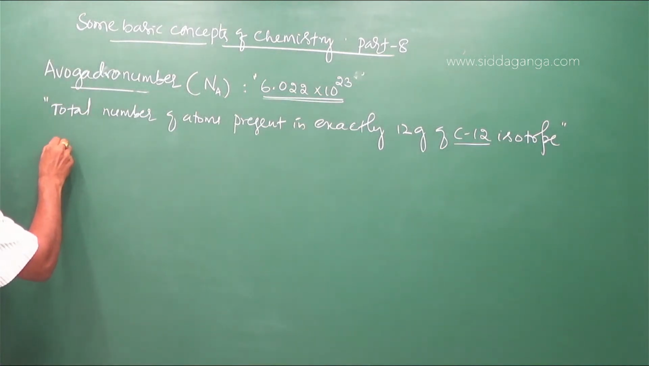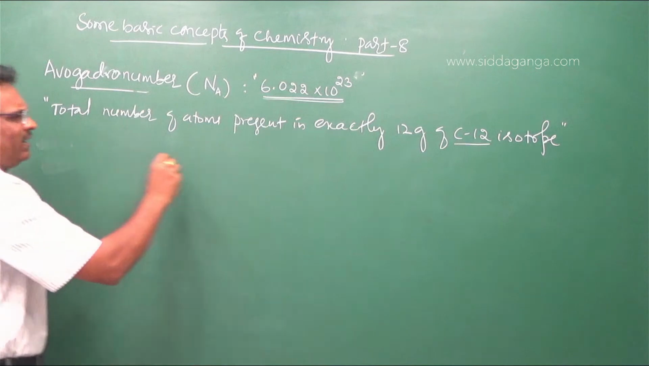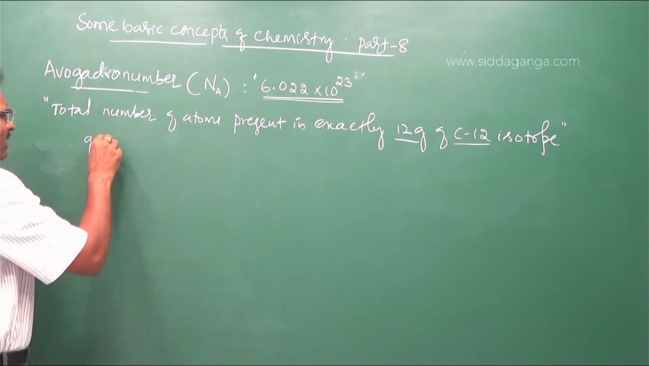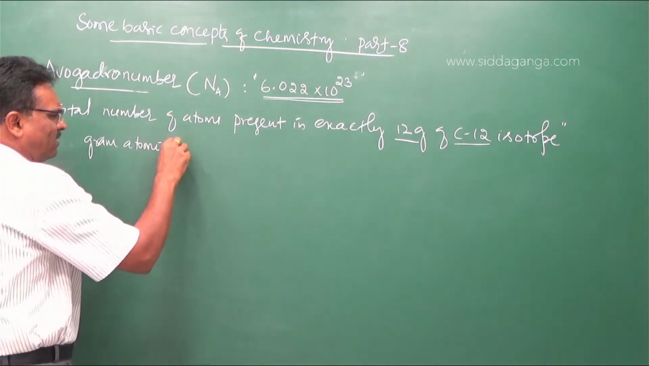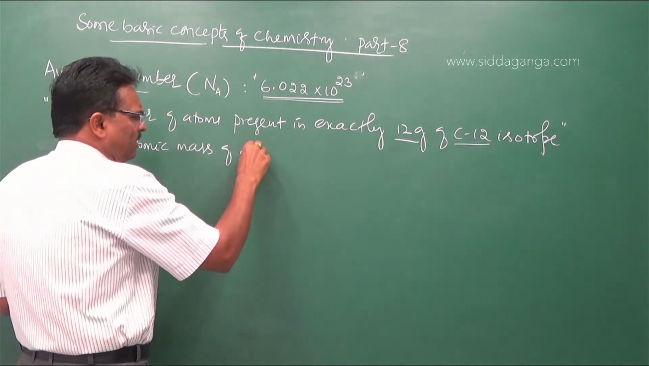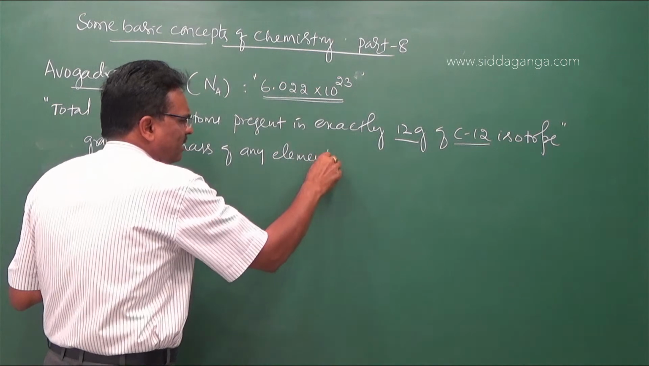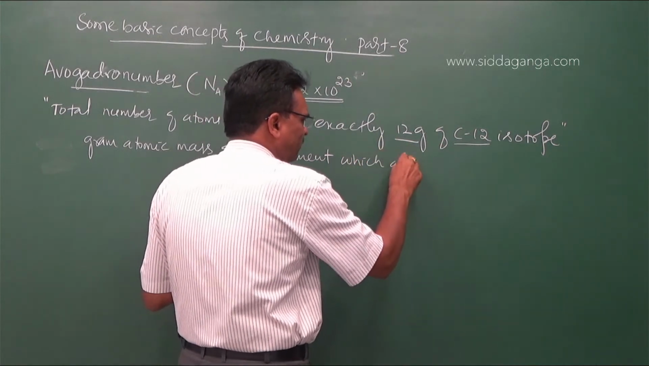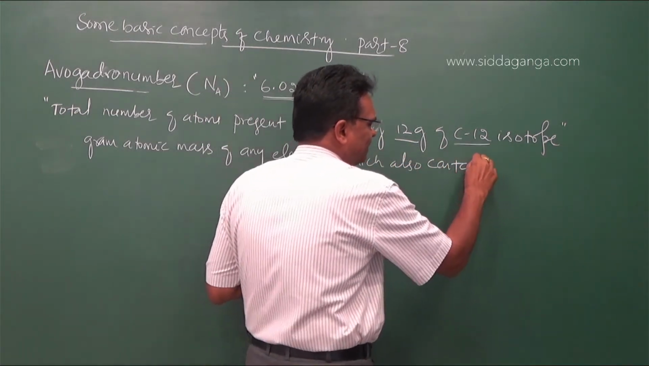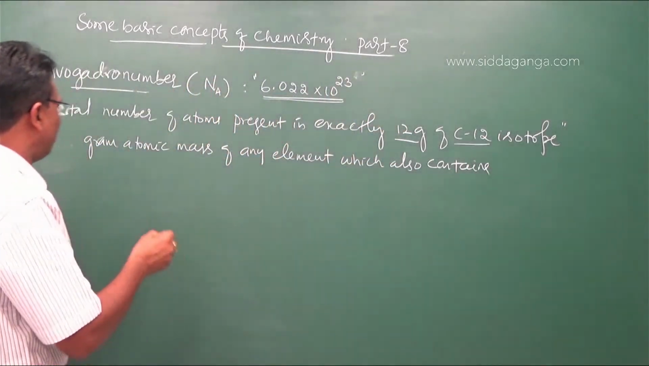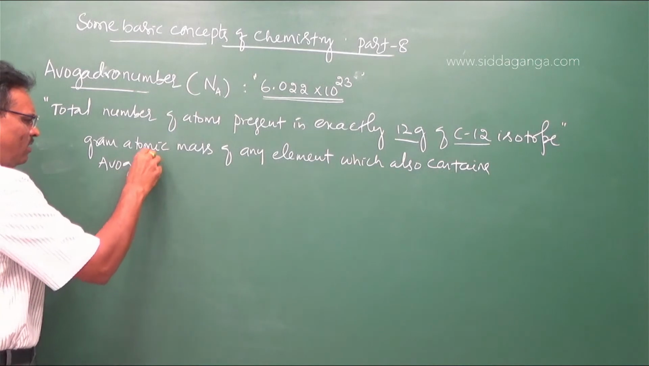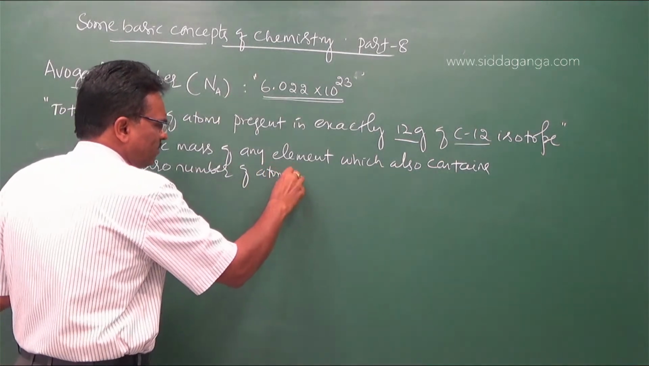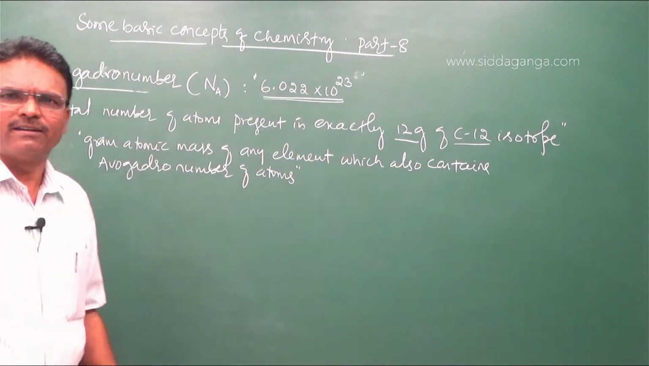Similarly, gram atomic mass. Not only in 12 gram of carbon 12 isotope, if we take in general gram atomic mass of any element, gram atomic mass of any element also contains Avogadro number of atoms. So this is the general statement.